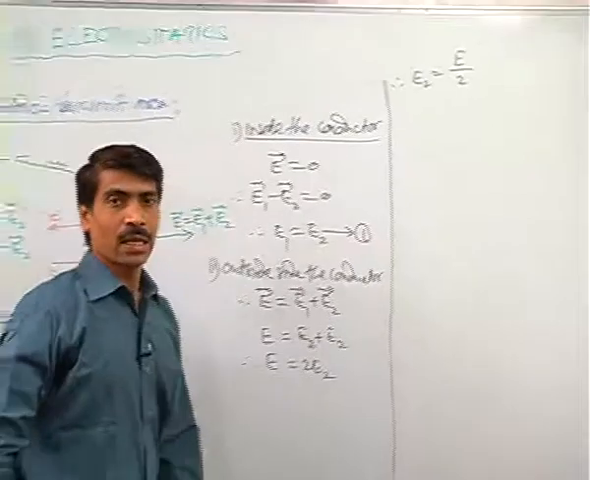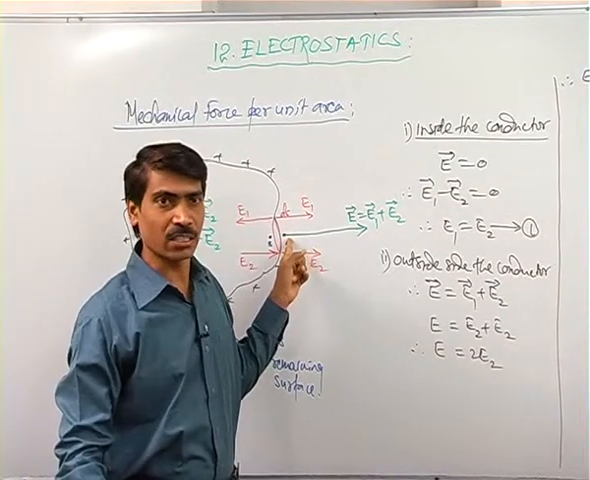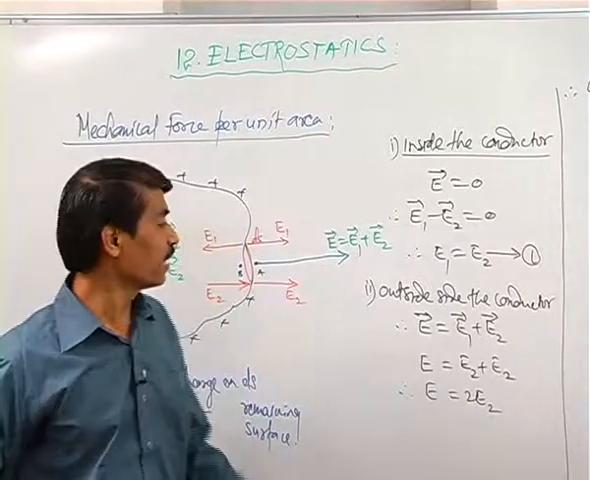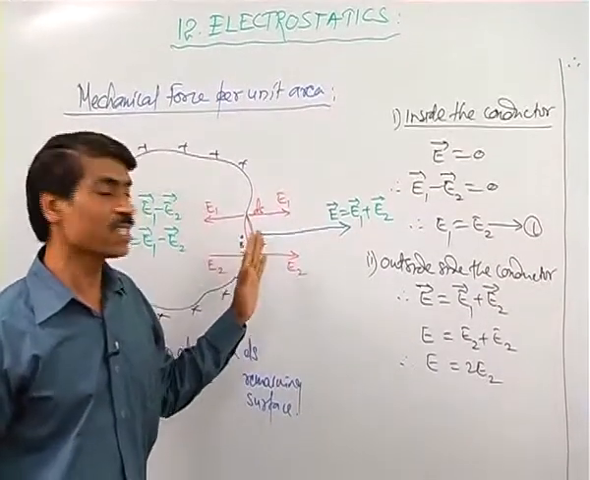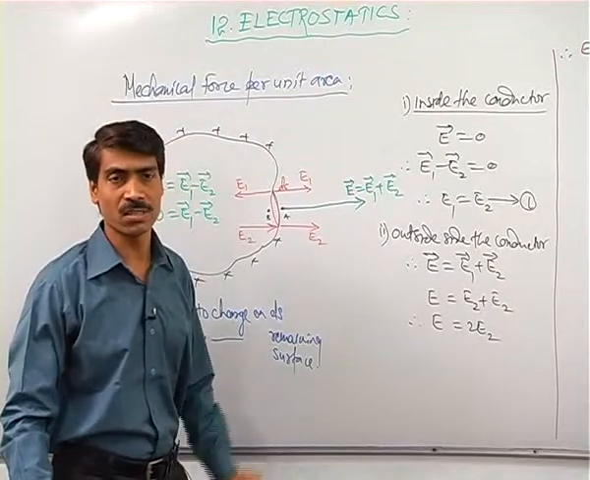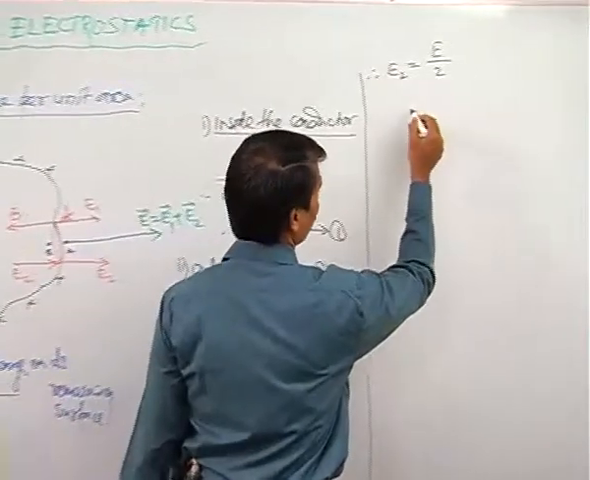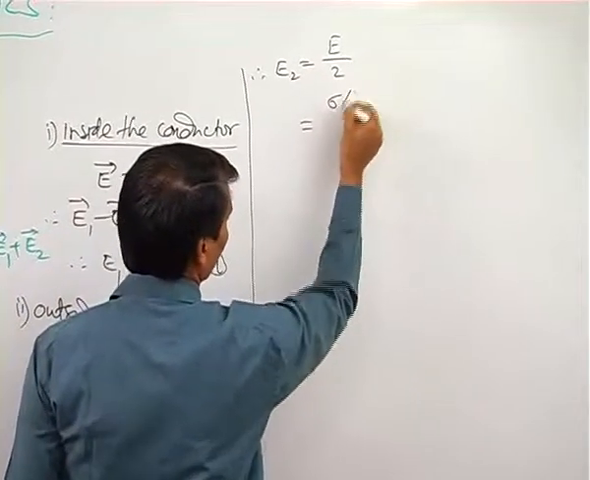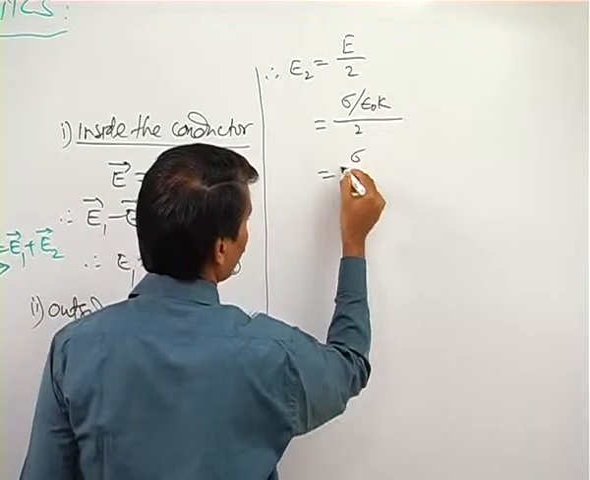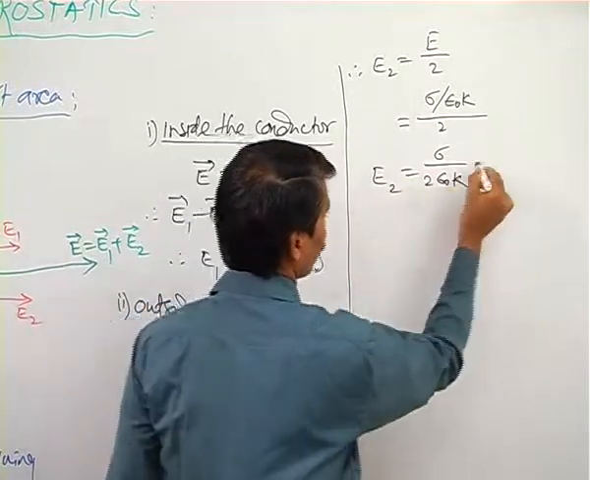Now what is E? E is the electric intensity at point A, that is the point just outside the conductor. We have seen the third application of Gauss's theorem, that is the electric intensity at a point just outside the conductor of any shape. It is given by the equation sigma upon epsilon naught k. So that value we are putting here. Therefore we can write this value of E as sigma upon epsilon naught k divided by 2. So that can be written as sigma divided by 2 epsilon naught k. This is the value of E2, equation number 2.